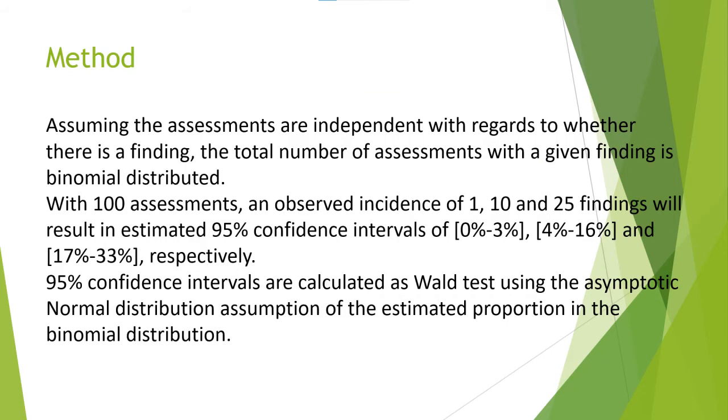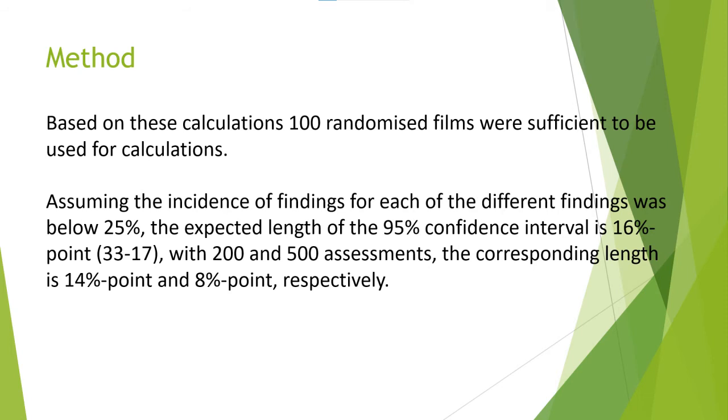Assuming the assessments are independent with regards to whether there is a finding, the total number of assessments with a given finding is binomially distributed. 95% confidence intervals are calculated as Wald tests using the asymptotic normal distribution assumption of the estimated proportion in the binomial distribution. Based on these calculations, 100 randomized films were sufficient to be used for calculations.